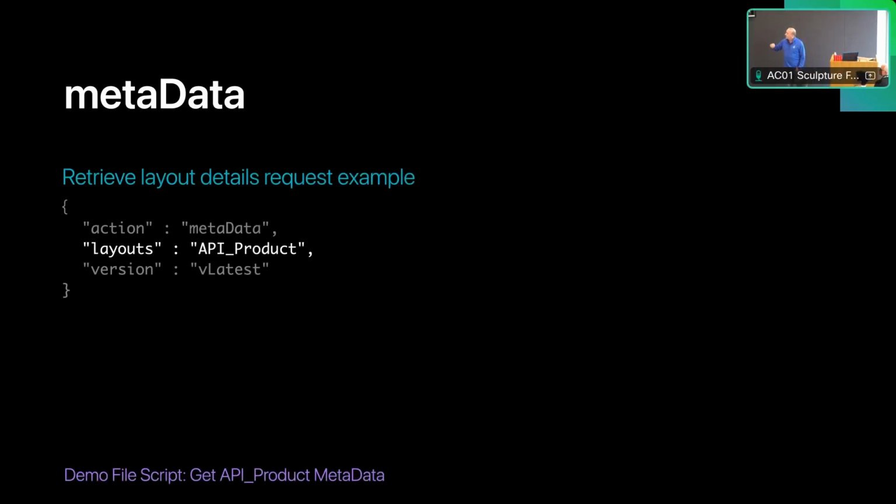Okay. Another variation of the metadata is this time we're using a layouts key, and we're specifying a layout. In this case, it's the API product layout. I forgot to note there at the bottom in the demo file, I put the name of the script that is going to run. So if you want to go back and look at anything in detail, you can find it easy.